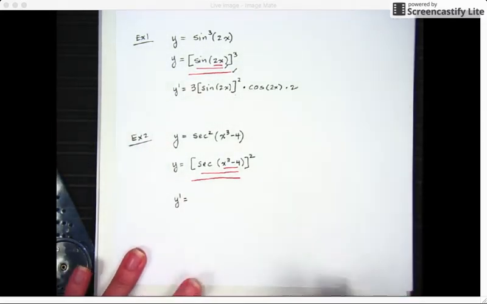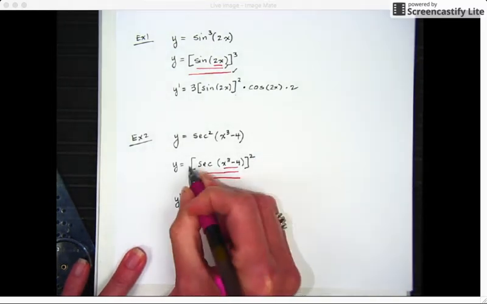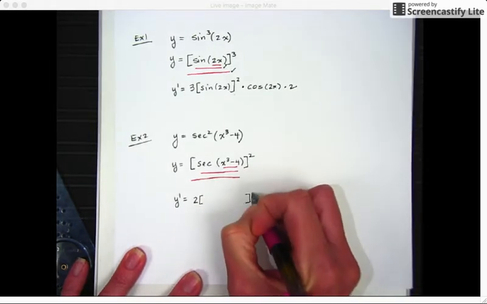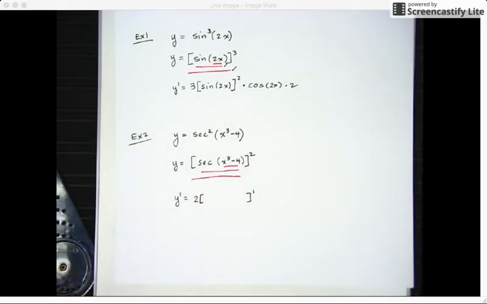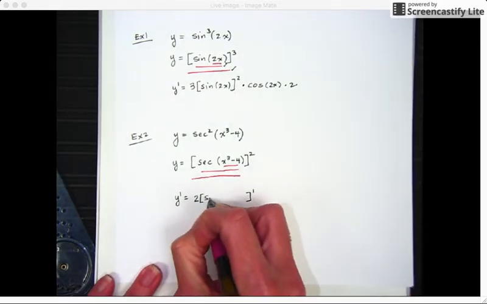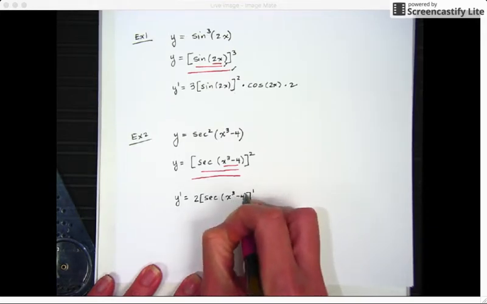All right, so I'm going to start with the outermost function first. So that would be bringing this power to the front. So the 2 goes here, and then this is going to be raised to the first power. You don't have to put the 1 there. I just want to emphasize I took the derivative. And the inside function stays the same. All right, so that one's done.